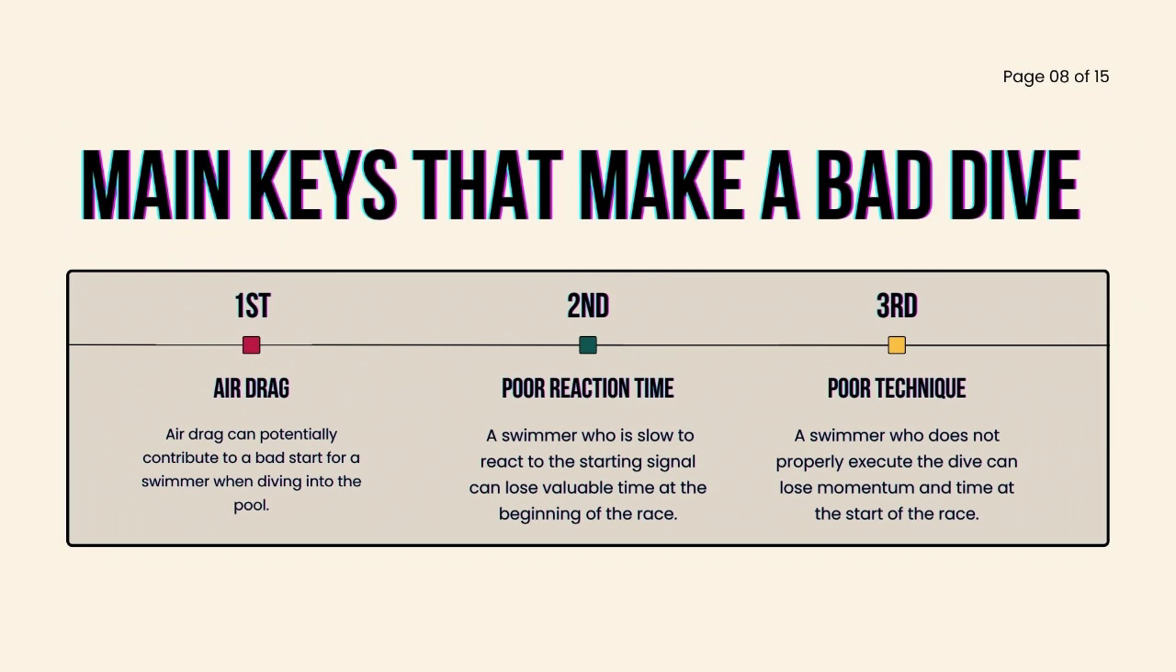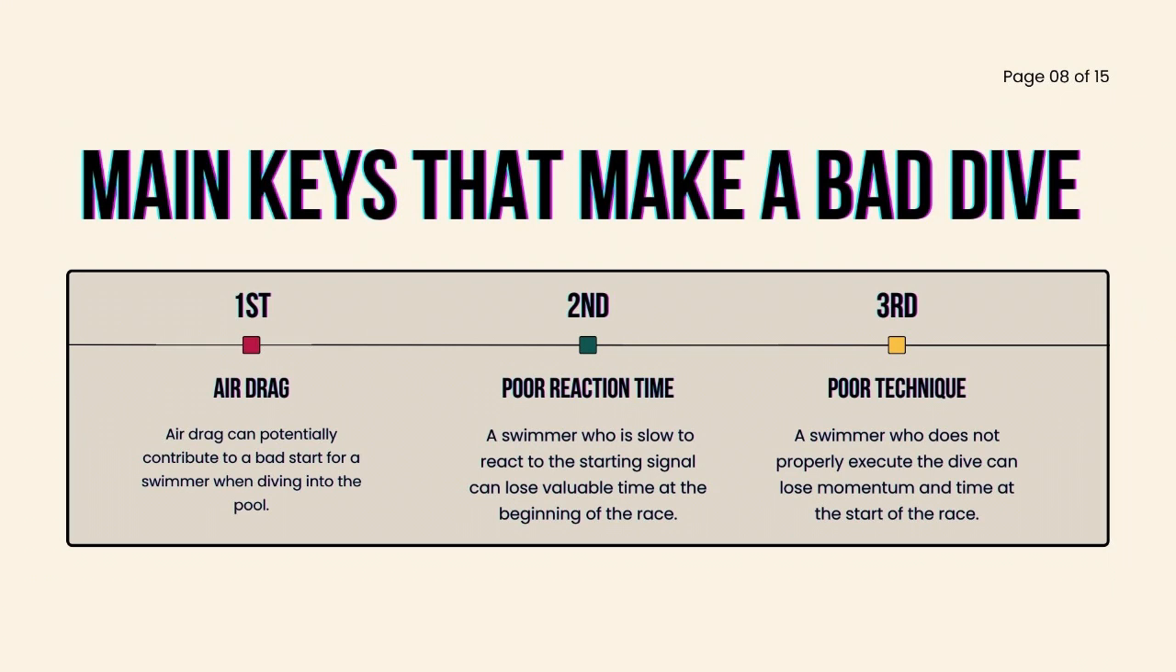A swimmer who experiences a lot of drag at the start of a race may have a slower start than their competitors. This is because the drag forces can slow the swimmer down and make it more difficult for them to generate power and speed. The second key is poor reaction time. Yes, poor reaction time can also contribute to a bad start for a swimmer.